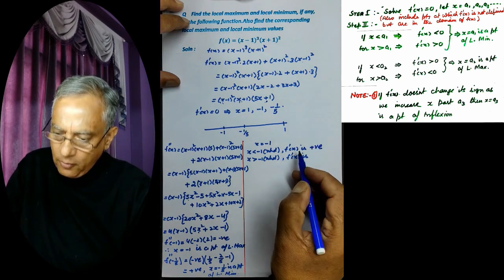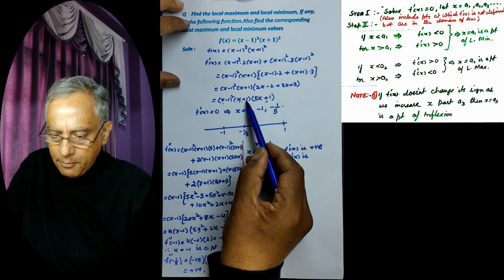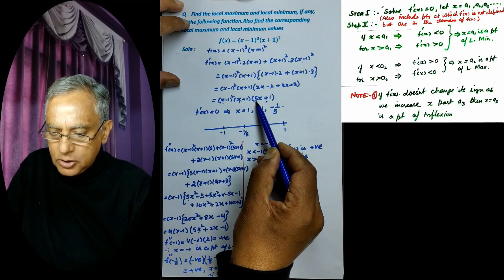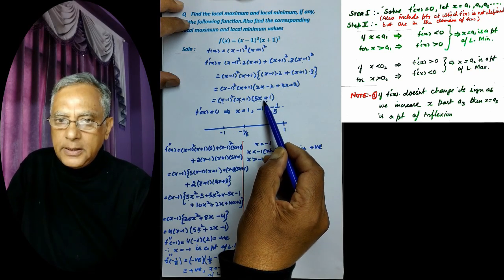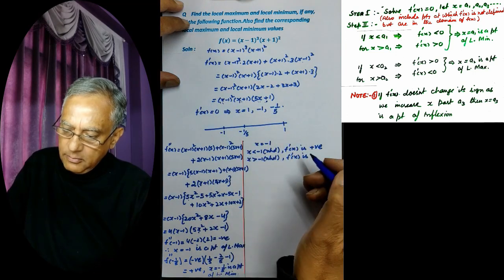The sign of f dash x will be positive, because at minus 2 this is positive. Minus 2 plus 1 is minus 1. This is negative. Minus 2 into 5 is minus 10 plus 1 is minus 9. So this is negative, this is negative. So throughout the sign is positive.